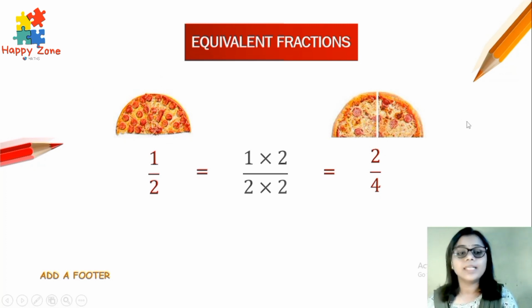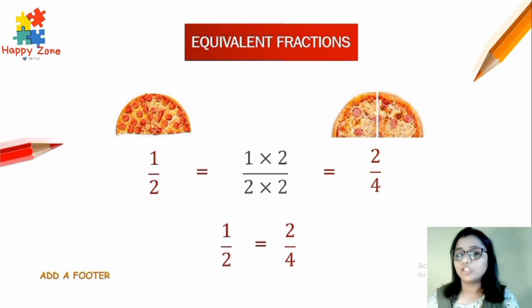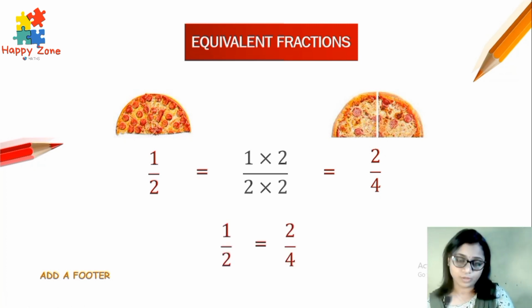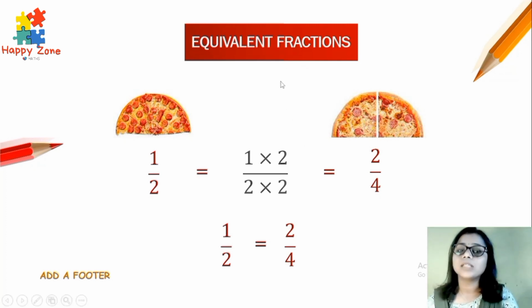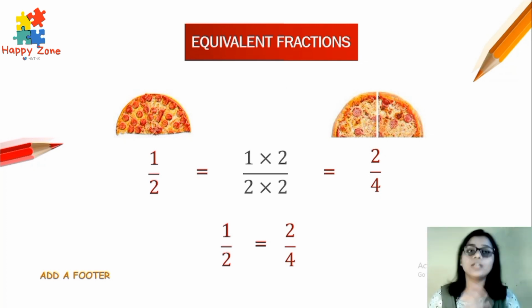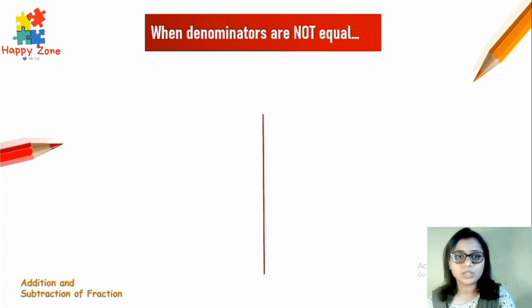And that is why in the end I can say that 1 upon 2 is equal to 2 upon 4. I hope you are clear with the equivalent fractions. Now this concept we are going to use while adding or subtracting two fractions when the denominators are not equal. Okay, so let's come back to it. When denominators are not equal, let's take one example.